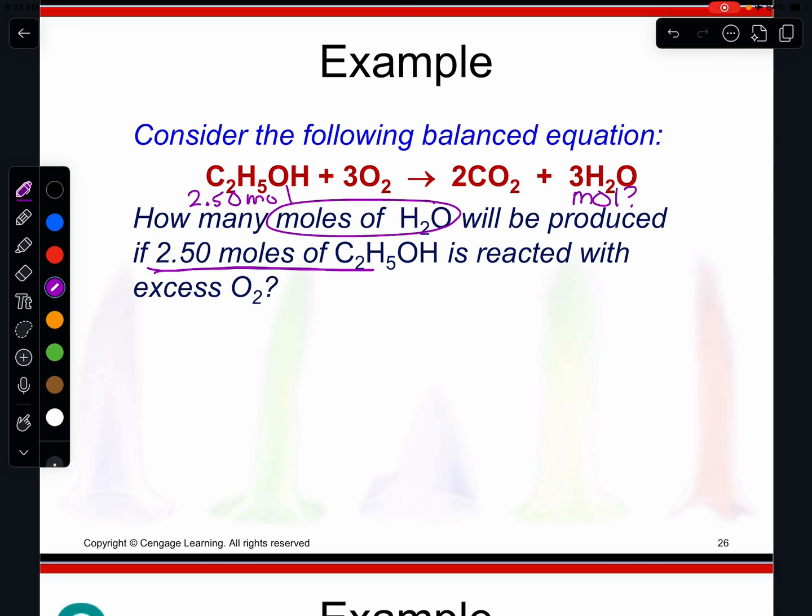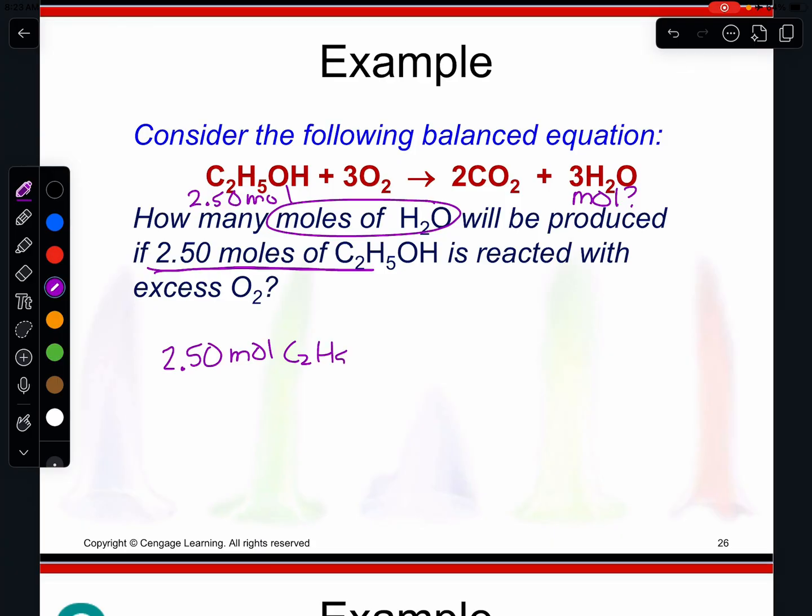Right now it doesn't matter that it says excess O2. That's just telling you the thing that's going to determine how much we make is provided above, so you can just ignore that. We will, in the next video series, learn what limiting and excess is, so this will make a little more sense. But if it doesn't have a value or a number right now, you can just ignore it. I'm always going to start with what I have. You cannot start with what you're going to end with.